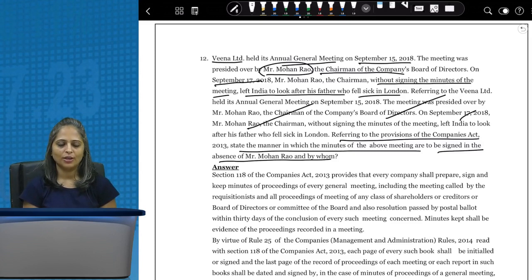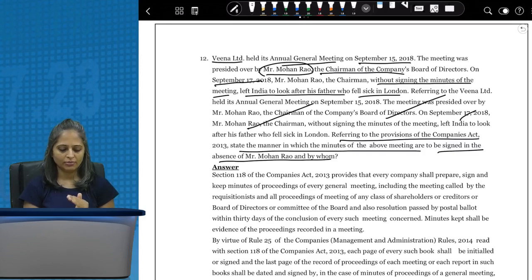Now, within how many days from the date of end of the meeting do these minutes have to be recorded and submitted with the registrar of the companies? It has to be recorded within a period of 30 days from the end of the meeting. So here, what has happened is that the annual general meeting was held on 15th of September and the chairman of the meeting has to sign it. But Mr.